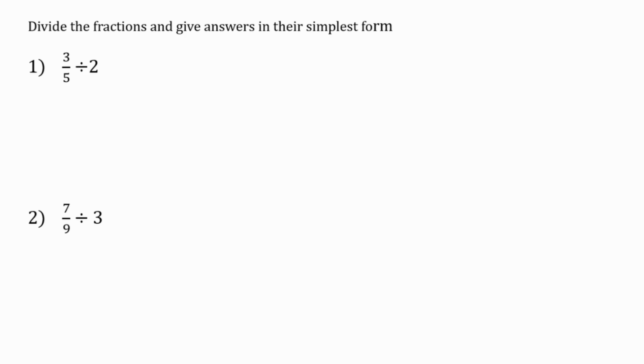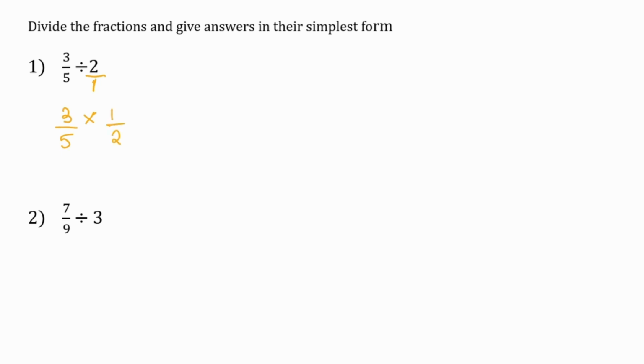So now we are dividing a proper fraction by a whole number, and it is important to remember that whole numbers will always have a denominator of 1. So I can write my 2 as 2 over 1. So now I can keep my first fraction as it is, 3 over 5, change my division sign to a multiplication sign, and write 2 as its reciprocal, which will be 1 over 2.